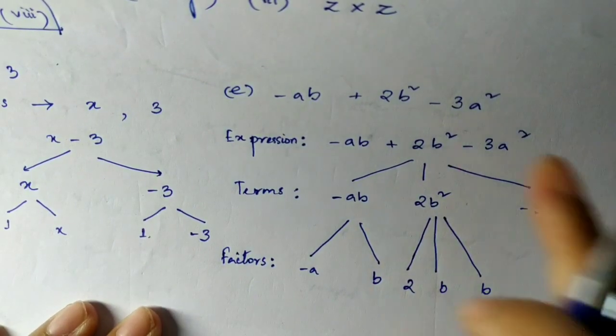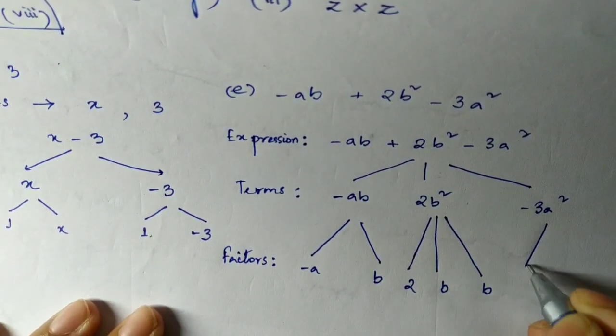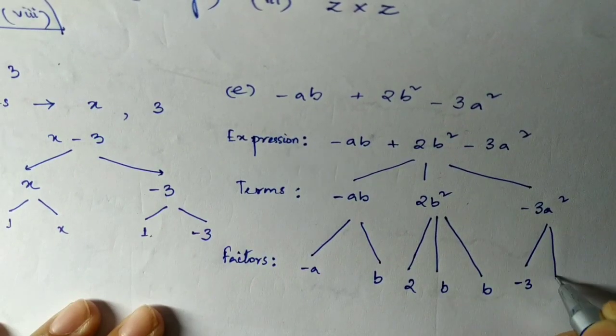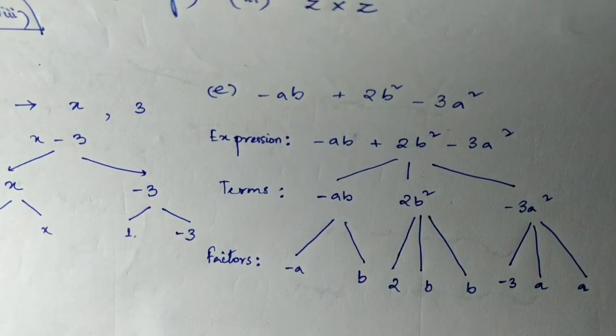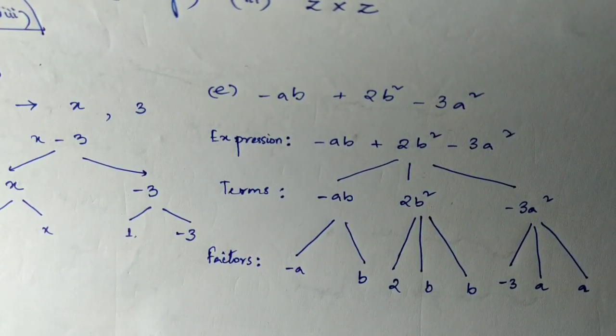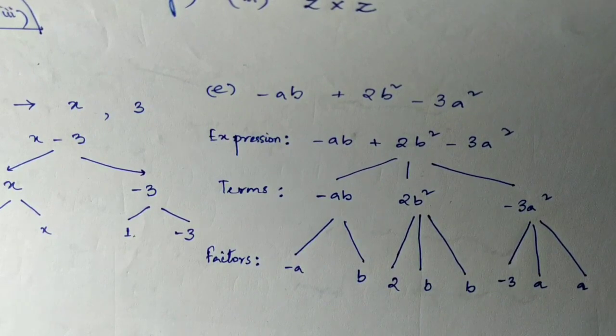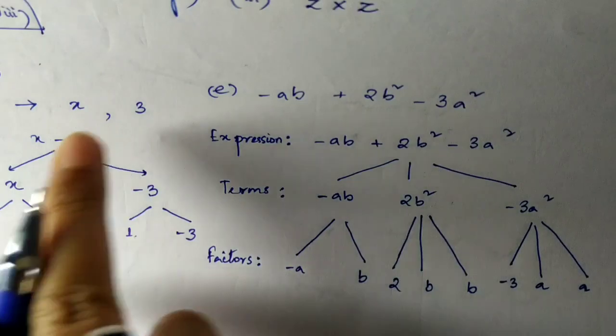B square. And for this it will be minus 3a and a. So this is the way you write down the terms and factors using the tree diagram. If it is normally given, like in question number 2, identify the terms and factors of the expression, you will just write in the normal way that terms are this and factors are this.